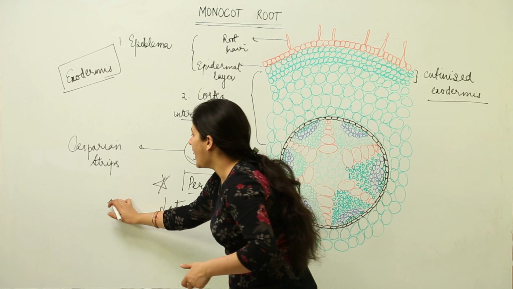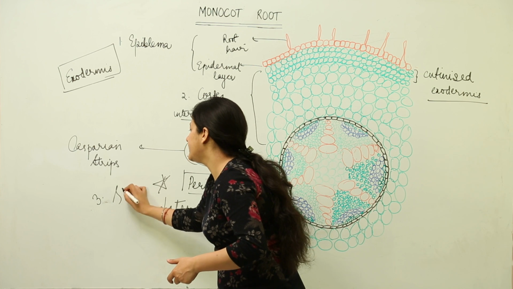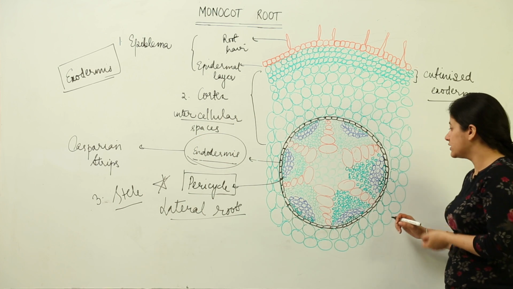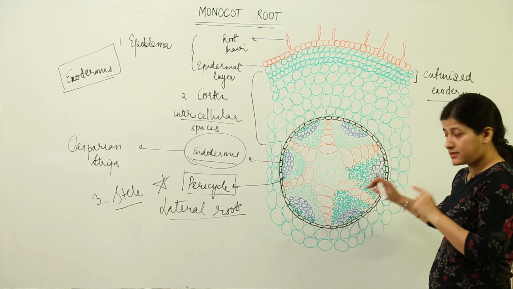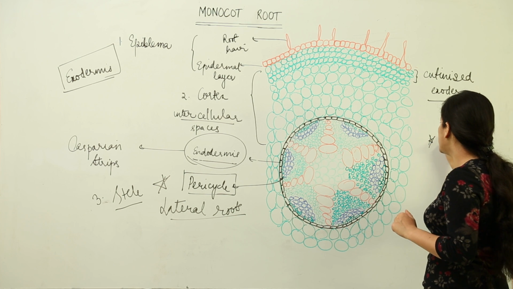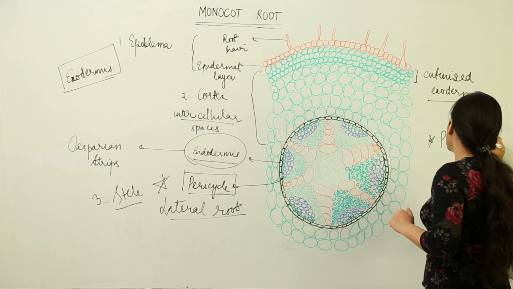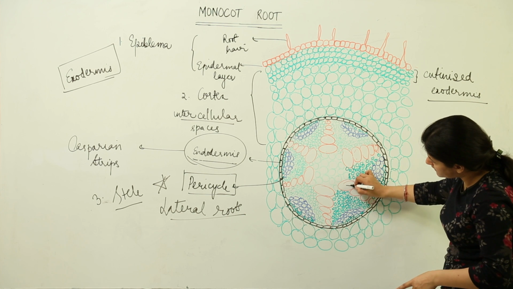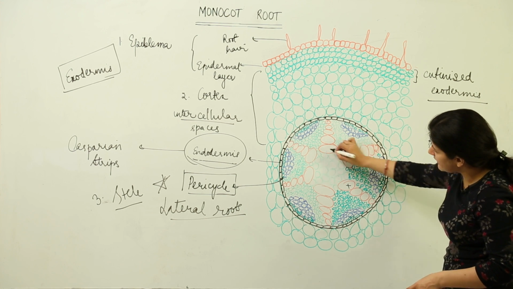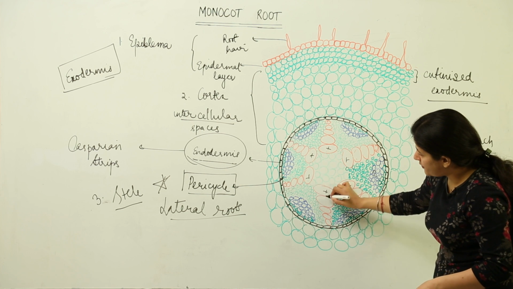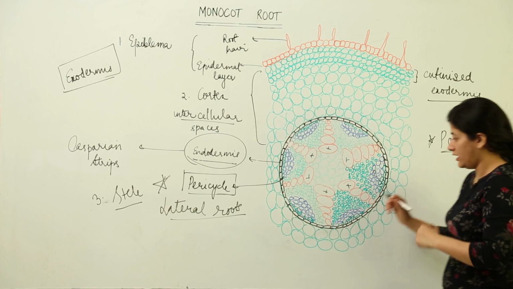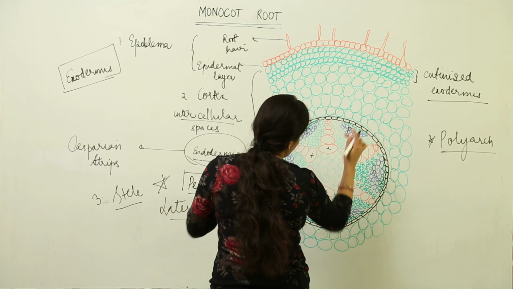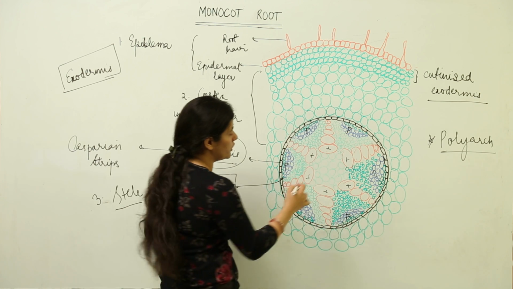That is the third one, and that stele has pericycle, vascular bundles, and the pith, which is similar to the dicot root again. Now one point of difference over here is that we had talked about the polyarch condition. The polyarch condition is seen in the case of monocot root stele. As you can see over here, these are xylems and this is phloem. These xylems are 6 pairs, as you can see. As many xylems as are there, so many phloems are present over here. So the xylem phloem arrangement is polyarch.